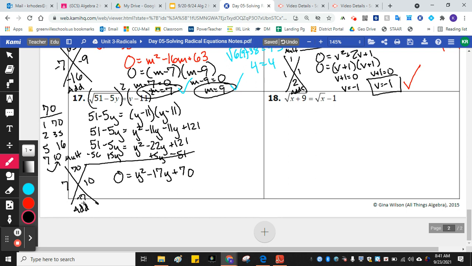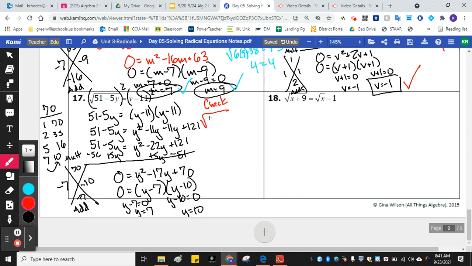So 7 and 10 work to add to a negative and multiply to a positive. They both need to be negative. So y minus 7, y minus 10. Set both factors equal to 0 and solve. y equals 10, y equals 7. Check your answers.